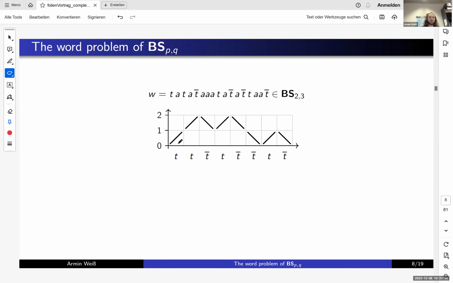And what we do now is we want to reduce this word problem of the Baumslag-Solitar group to the free group. And we do it by assigning colors to each letter T. And we assign different colors to letters T which cannot cancel. So if you look at this blue T and red T inverse, there's a single A in between. So that means they cannot cancel.